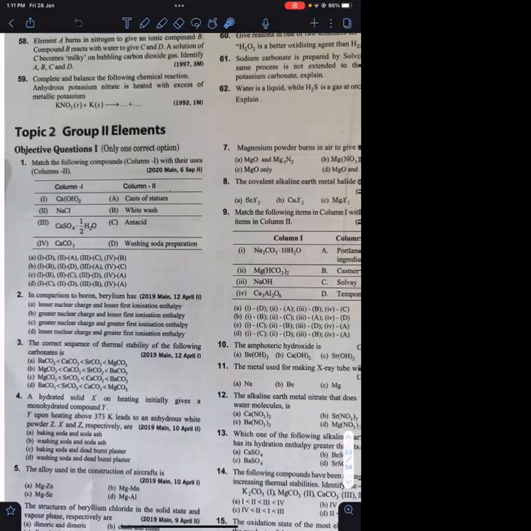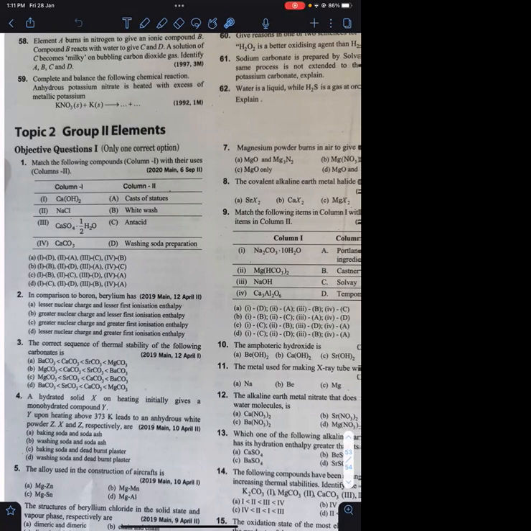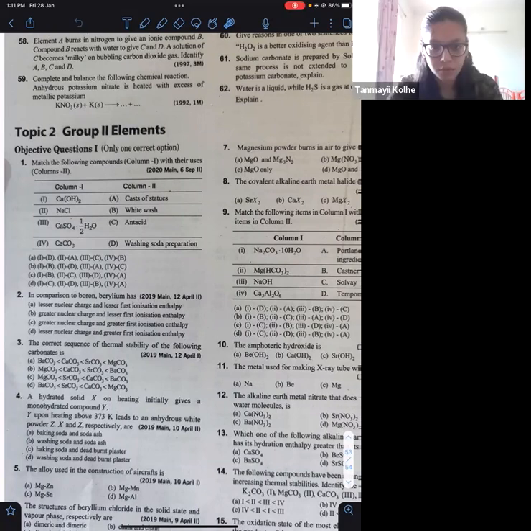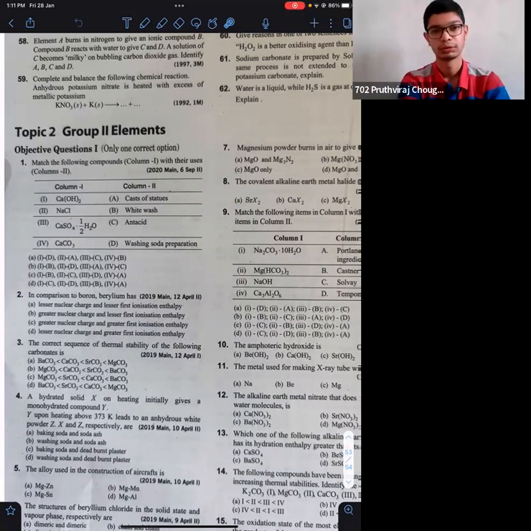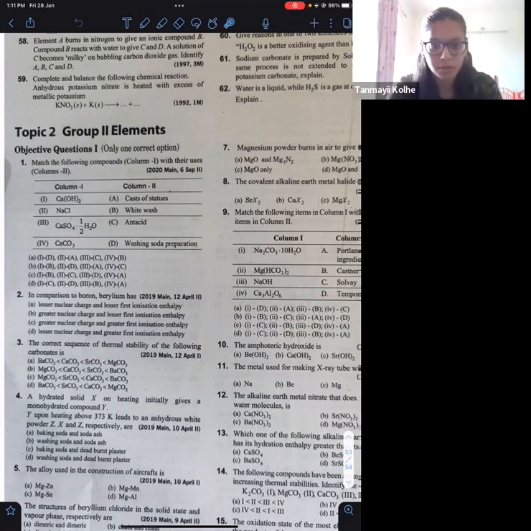Okay, NaCl, sodium chloride, which is common salt. CaSO4·½H2O, any common name? POP, plaster of Paris. What is gypsum? CaSO4·2H2O. Okay, good. CaCO3, any common name? Limestone.